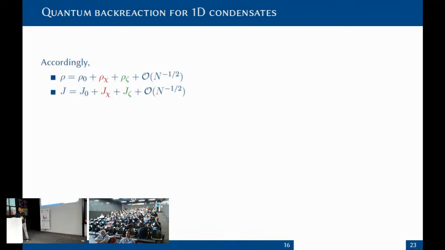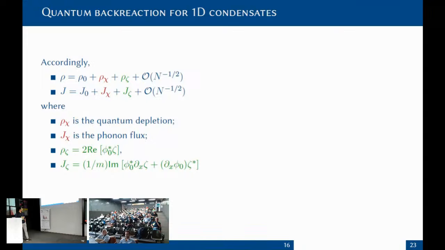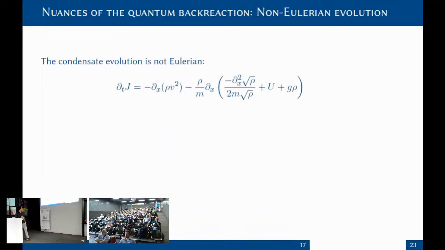Accordingly, the full particle density now is the dominant part plus quantum depletion plus some correction here, and these corrections, this whole zeta, they have the same order as the quantum depletion. So as usual, this is quantum depletion, J chi is the phonon flux, and we do have these extra corrections. What is important about that is that we do have number conservation up to order 1. So our back reaction scheme will follow this idea, this expansion.